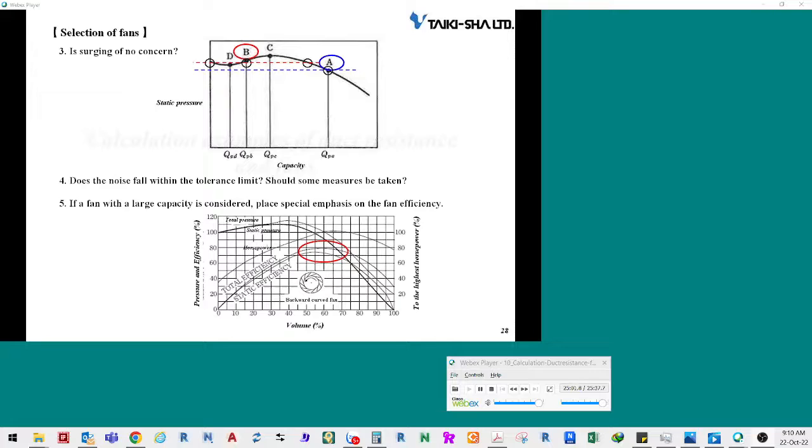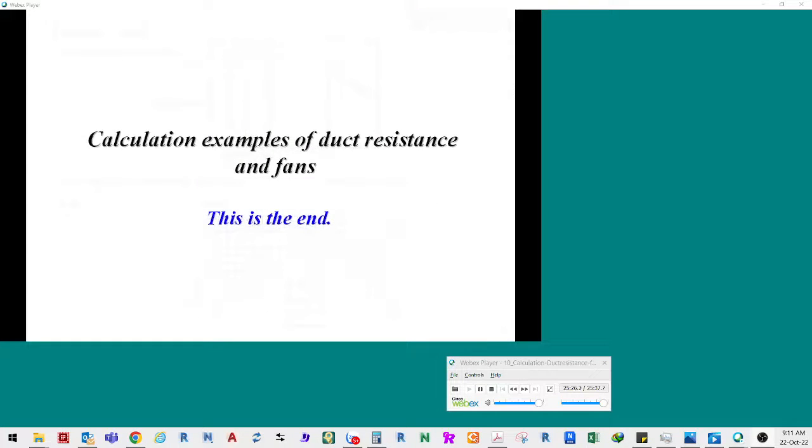5. If a fan with a large capacity is considered, place special emphasis on the fan efficiency. The shaft horsepower is proportional to the airflow rate and pressure, while inversely proportional to the efficiency. Especially if you consider a fan with a large capacity, it has a great effect on the duct system. A fan with more efficient operating points is required to be selected. This is the end of calculation examples of duct resistance and fans.